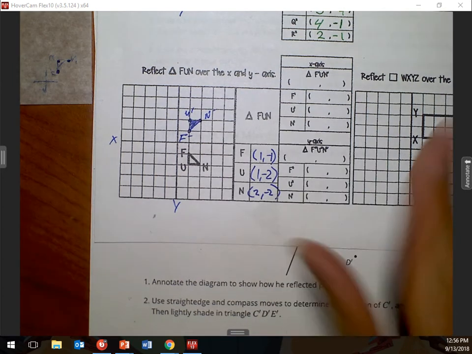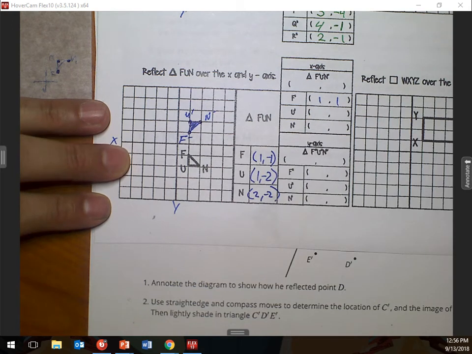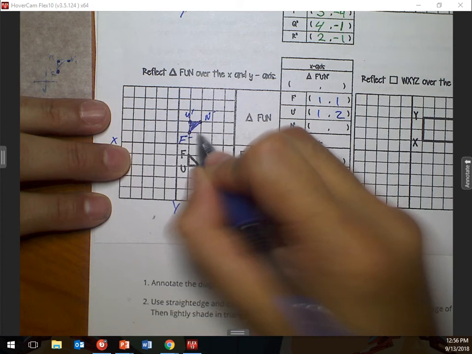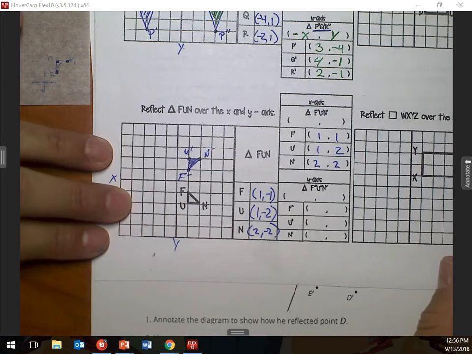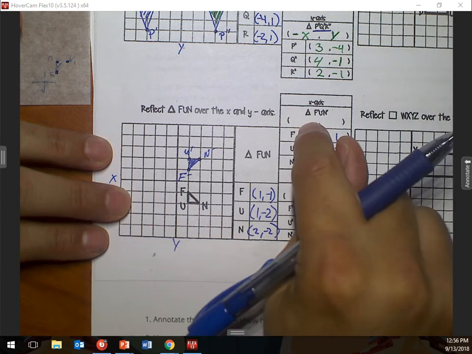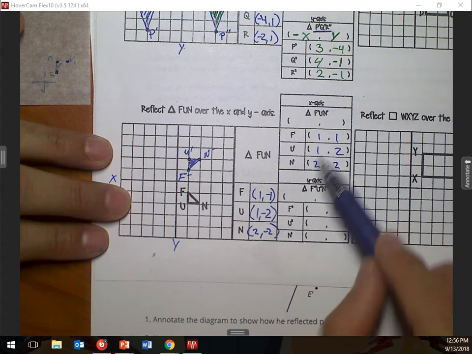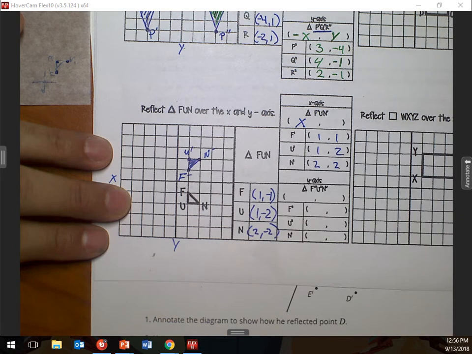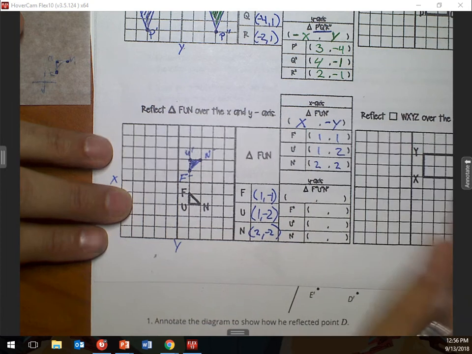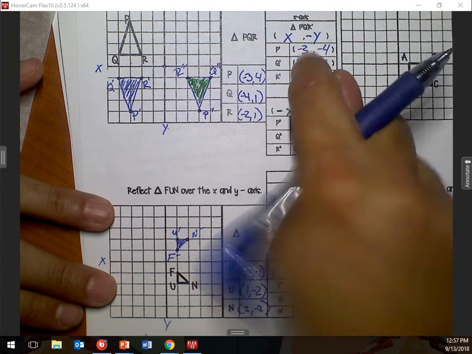What is my location here? F prime is 1, negative 1. What is U prime? 1, 2. And N prime? 2, 2. Okay, what is the rule for flipping across the x-axis? Look at your points. Do my x's stay the same? Yeah. So my rule would be x, and the opposite of the y. Is that the same thing we had for the previous one? No. Yep, it's this one right here, the one in blue.